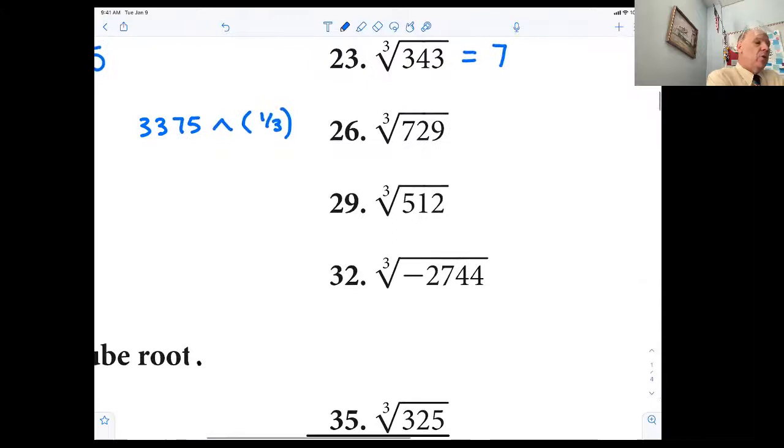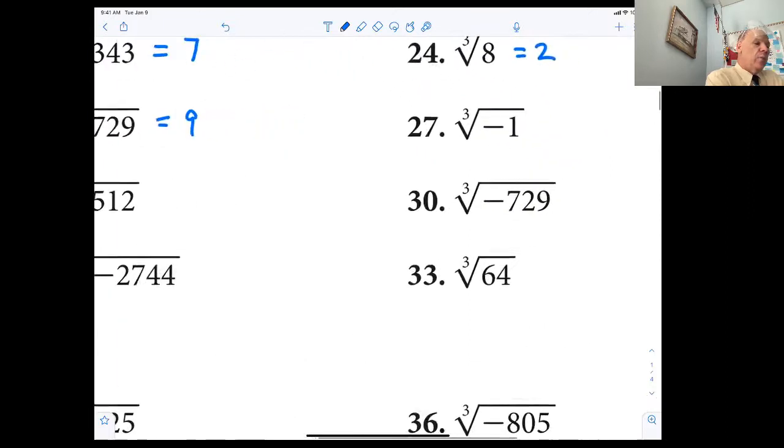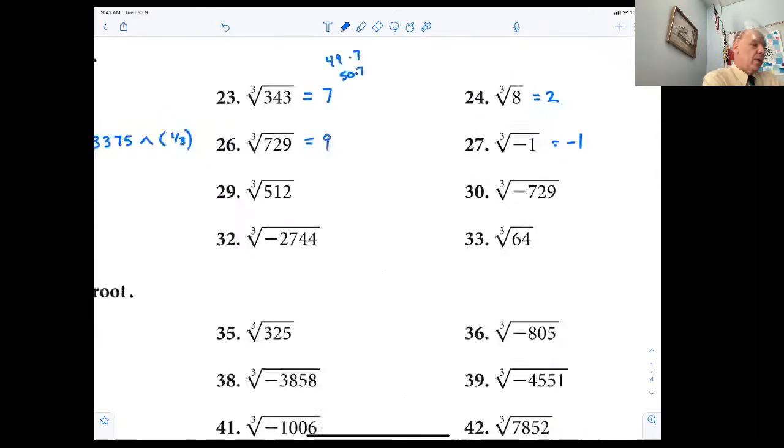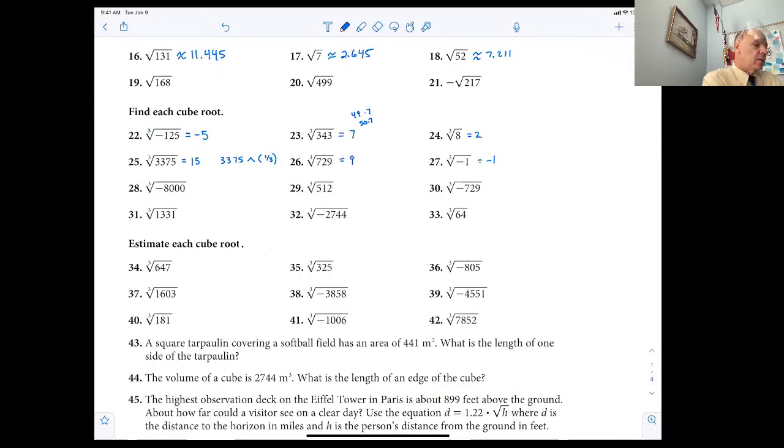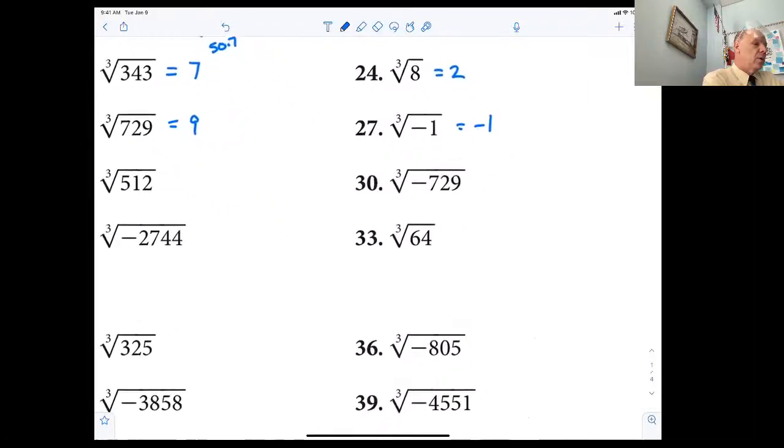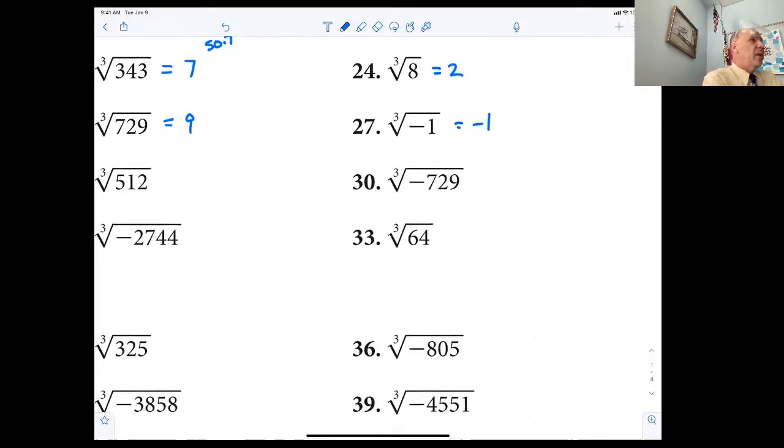So help me out. The cube root of 729 is 9. And the cube root of -1 is -1. Stop with that for a second. Say it again. No, because negative times a negative times a negative is -1. You with me? Cube roots can be negative, square roots cannot.